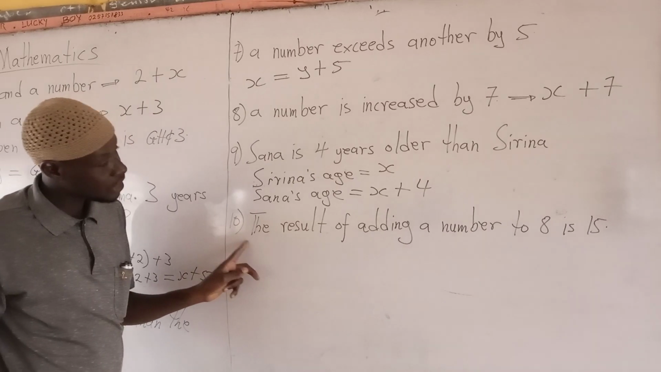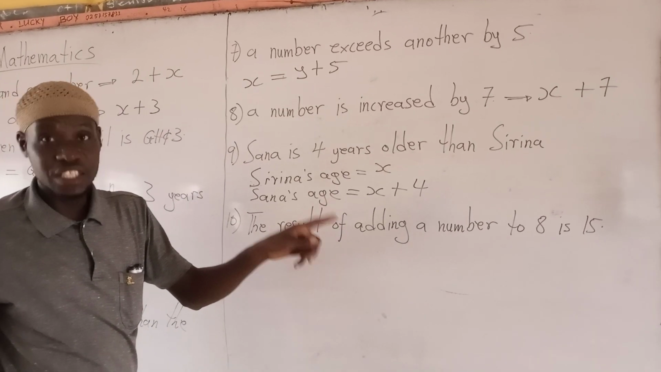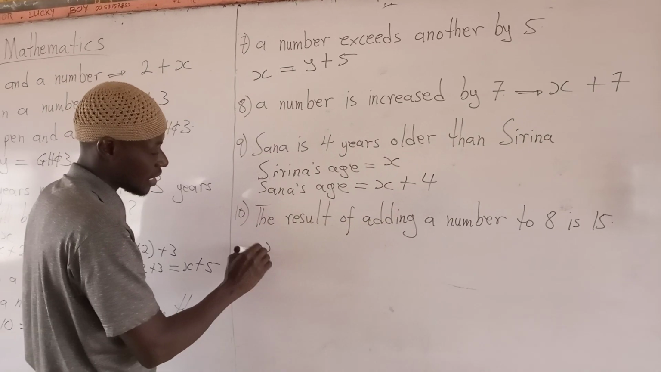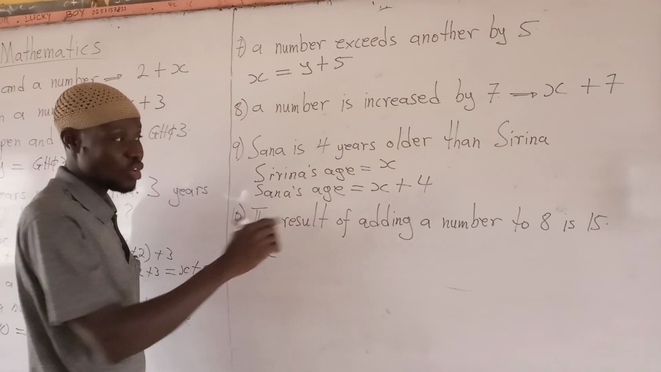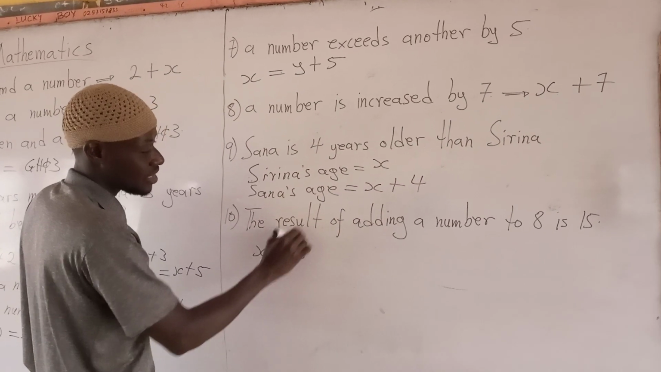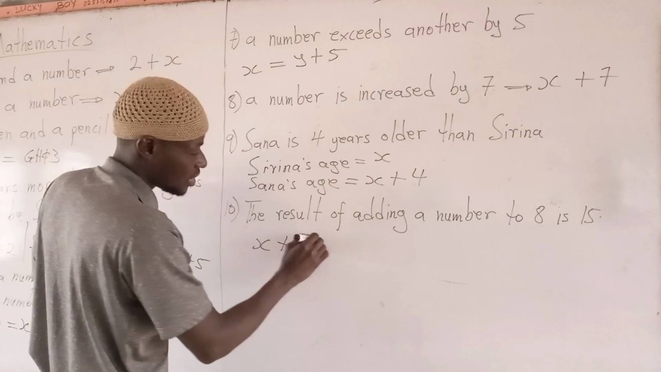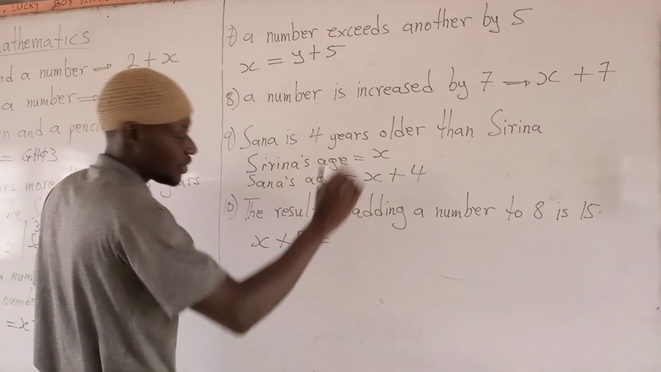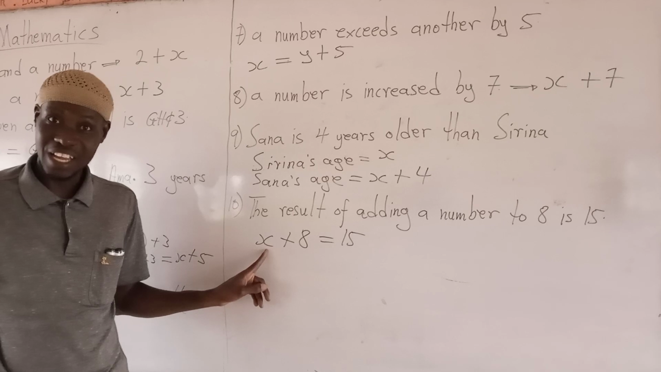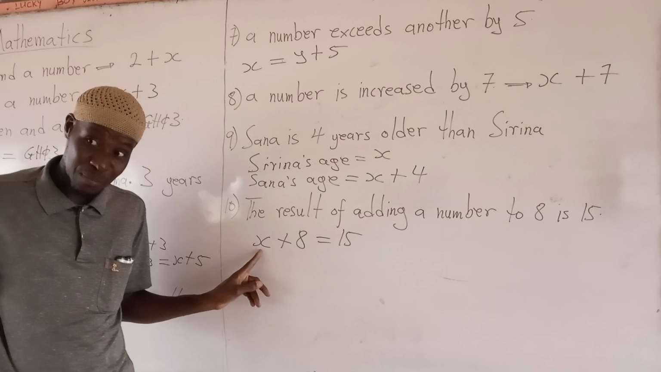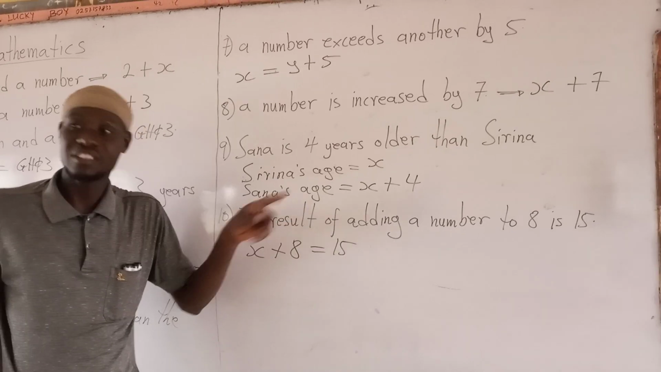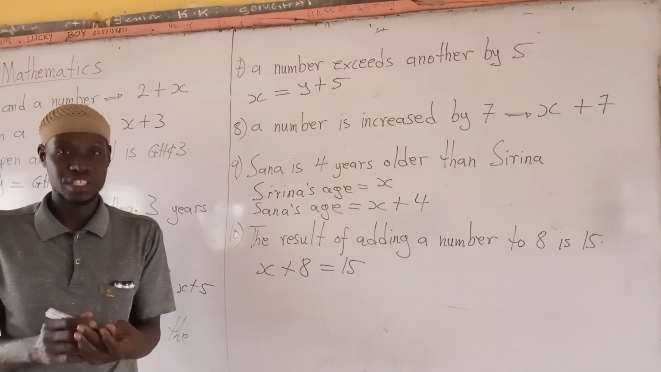Now the tenth: the result of adding a number to 8 is 15. Let the number be x. The result of adding this number to 8 is, and "is" means equal to, 15. So this one too is expressed this way.